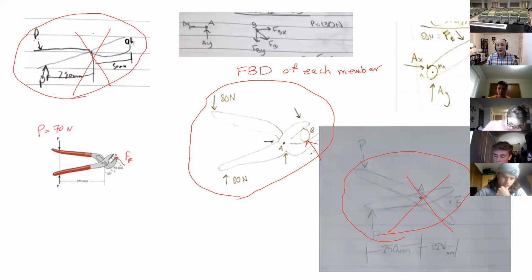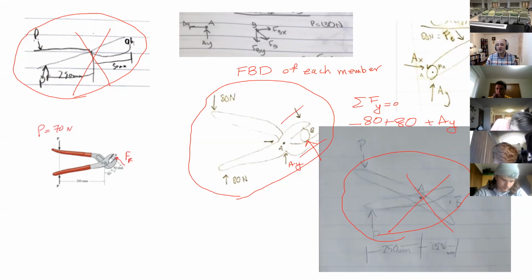And as someone said when I was asking, let's write the summation of forces in Y equals 0. I have an AY, I have 80 newtons going down, I have 80 newtons going up, and I'm assuming AY. And these two cancel each other out, so it equals 0. So it's not in equilibrium there based on what you drew for me, right?